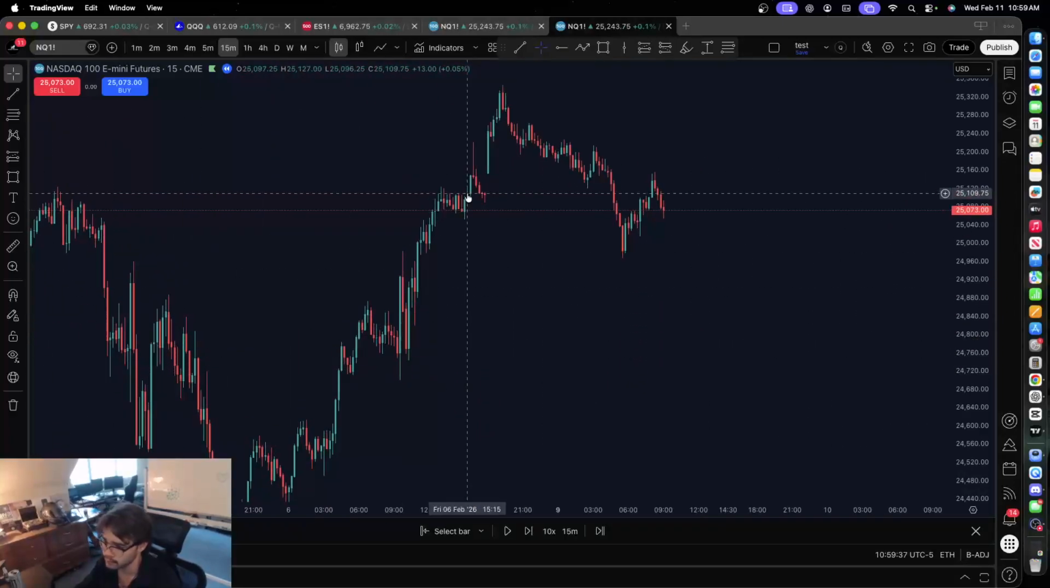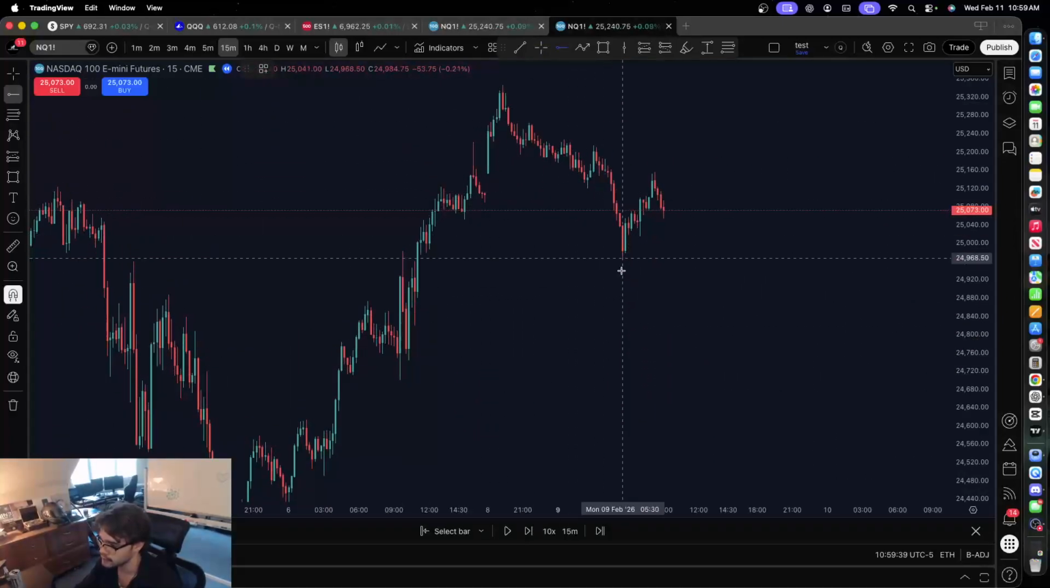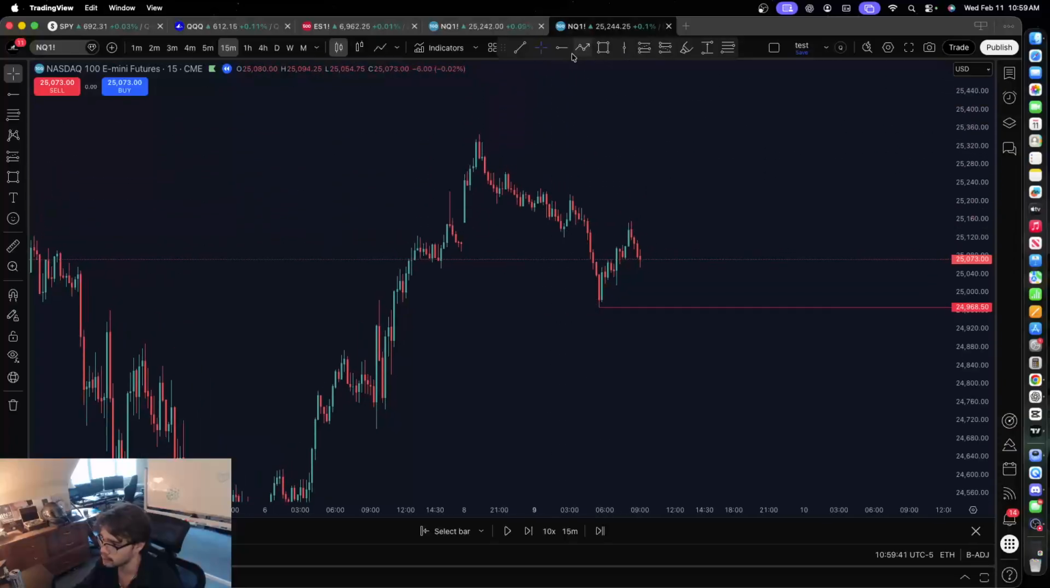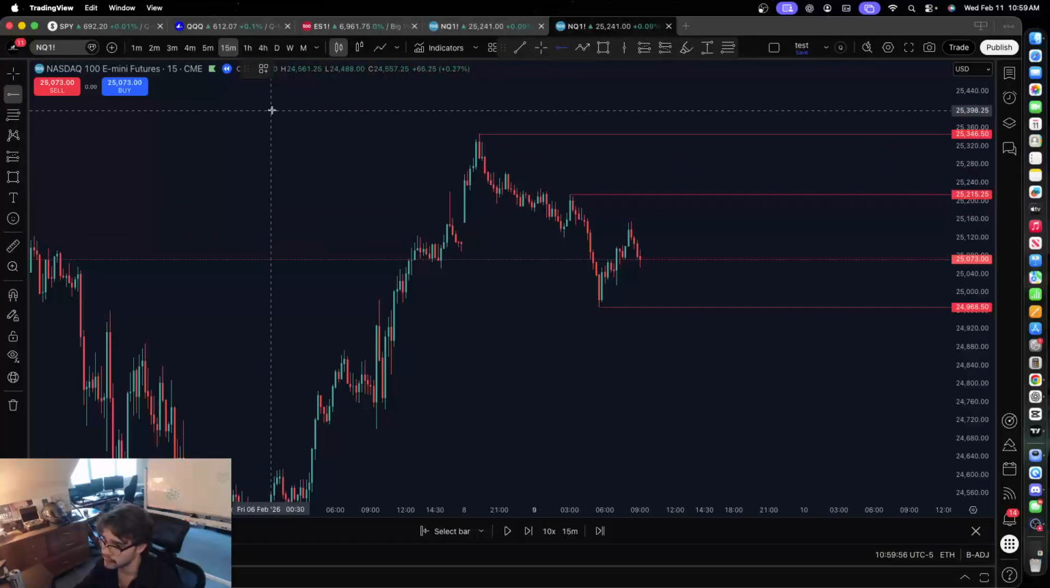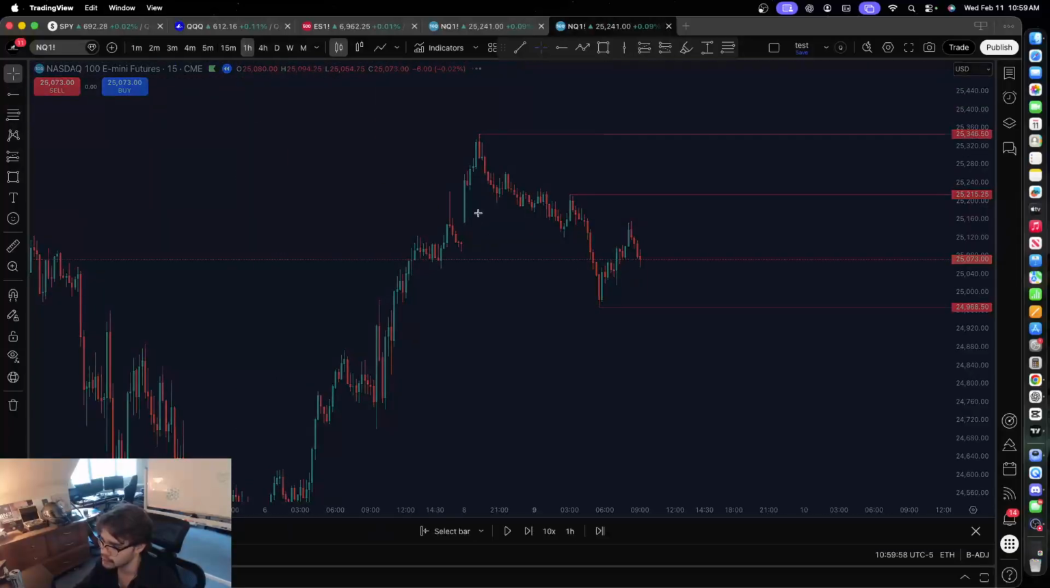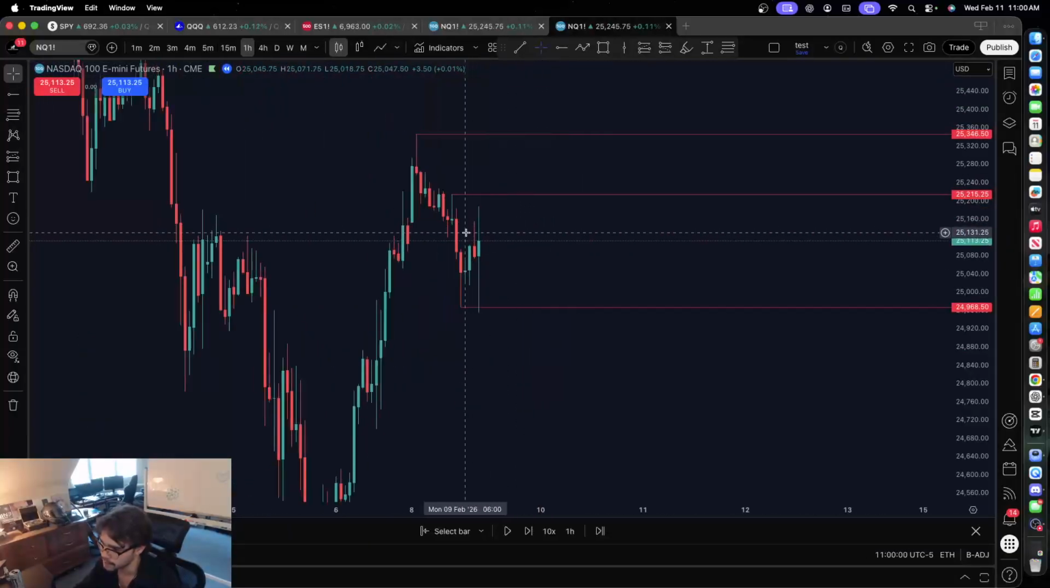Okay, we have points of interest. This is London low. This is Asia high. And then I want to say either this or, yeah, I think this is London high. Little bit of liquidity right there. We'll go to the 1 hour. It's going to cheat sheet it, but I don't really care. We got a fair value gap right there to watch out for.